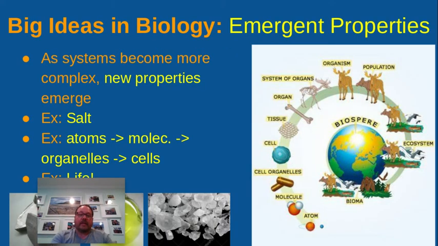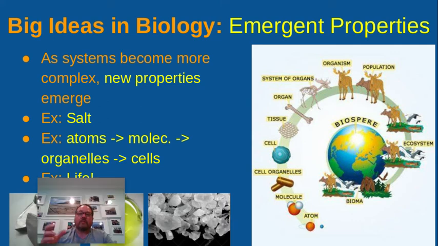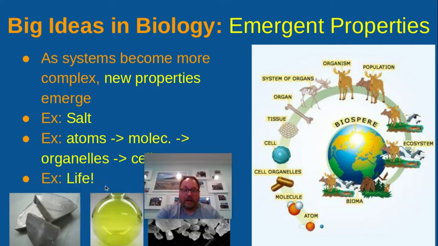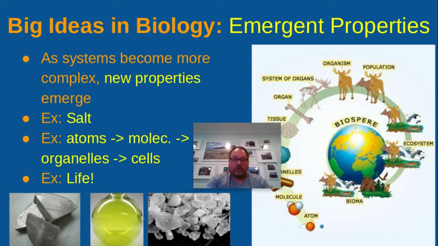Okay. And that leads us to another key idea in biology. It's emergent properties. This is a big one. The idea of emergent properties is that as you put systems together and you create something that's more and more complex, new properties emerge. Classic example, sodium by itself is a really reactive metal, right? It will catch fire in the presence of water.